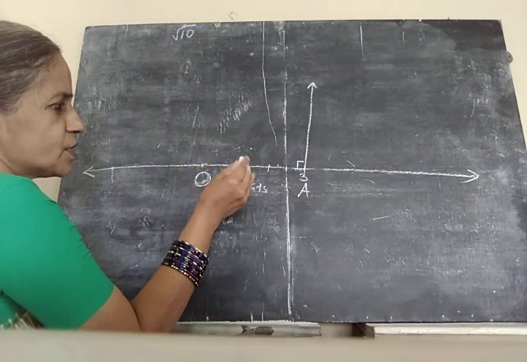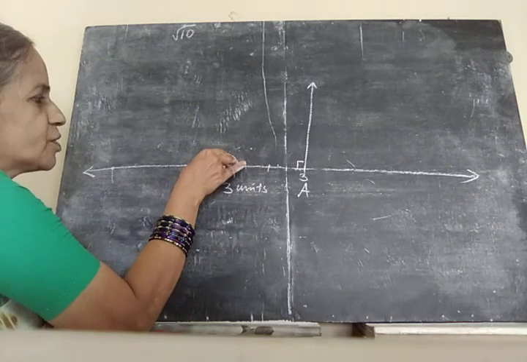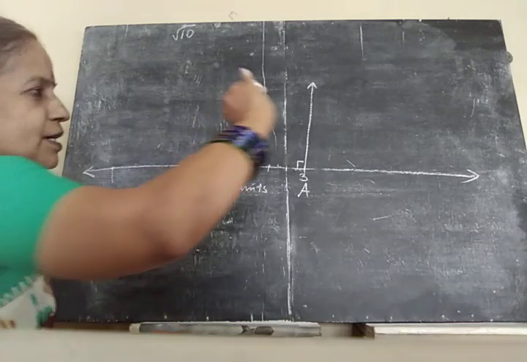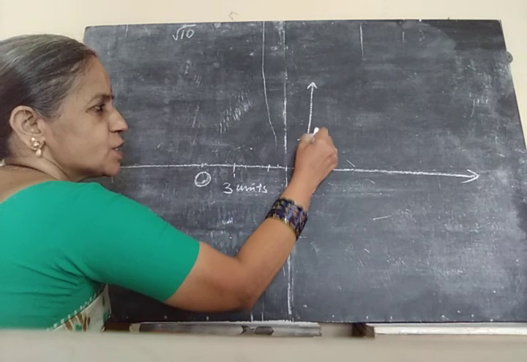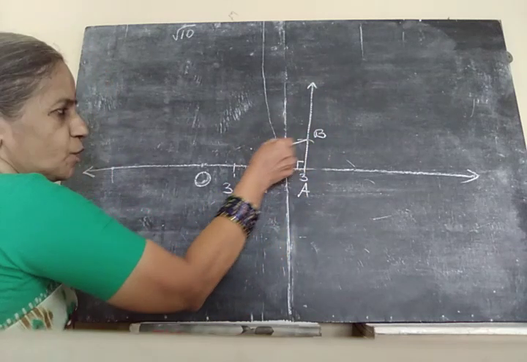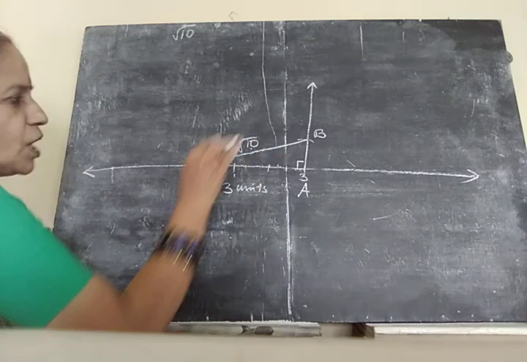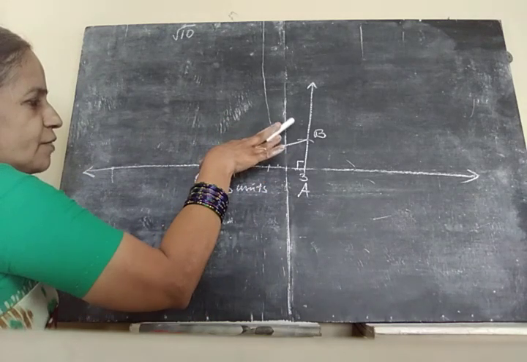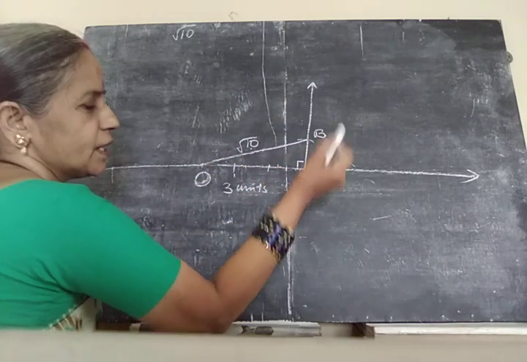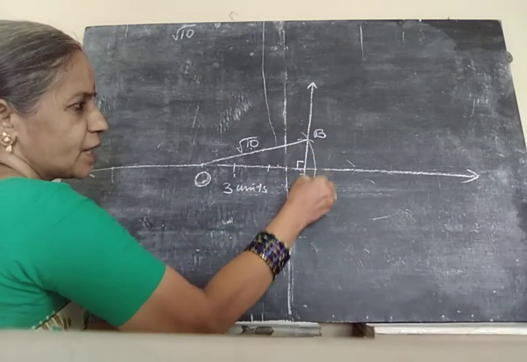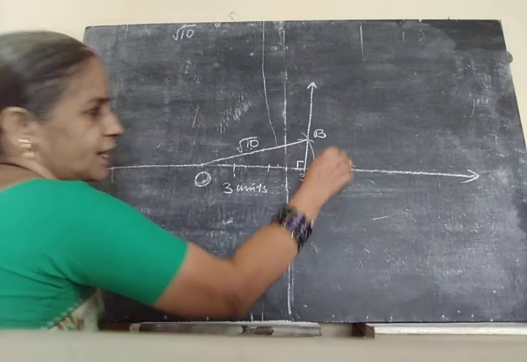Measure 1 unit here. Take that 1 unit as radius and cut the perpendicular line at B. Now join OB. Then this is root 10. So now with O as center and with OB as radius, draw an arc cutting the number line at C. This is the position of root 10.